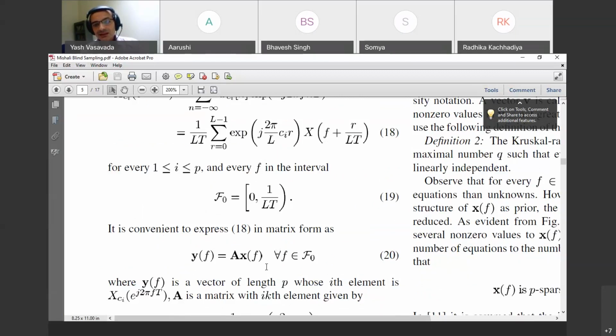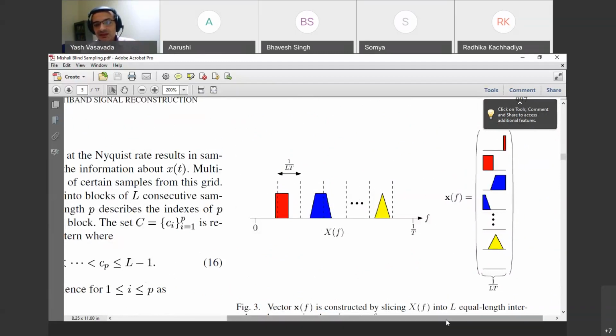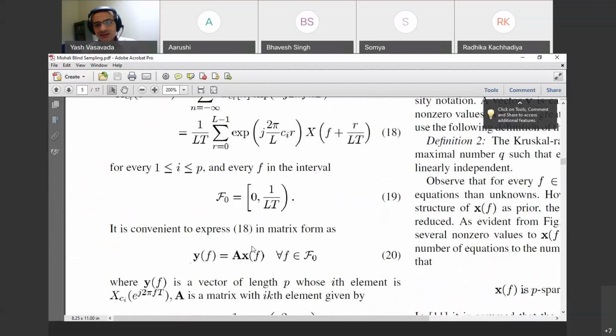The power of this OMP algorithm, orthogonal matching pursuit algorithm, is that in this underdetermined system of linear equations, which is what this equation 20 is, the number of measurements y of f is much smaller than the number of unknowns, which is 10,000. This x of f will be 10,000 cross 1. So typically such underdetermined system of equation is not solvable. But what this compressive sensing algorithm does is it says that under the constraint that x is sparse, meaning it has only few non-zero elements, all the others are zeros.